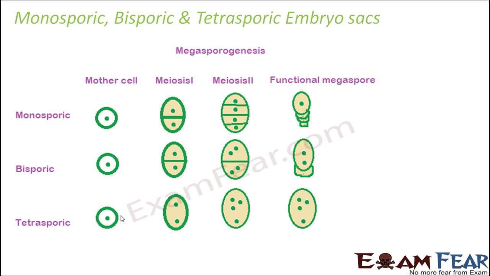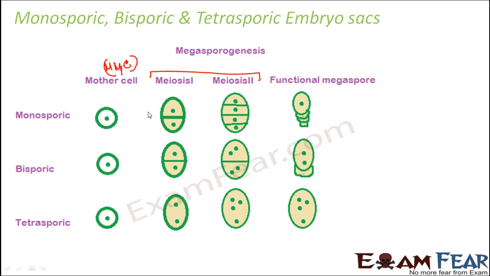So let us do a quick recap of whatever we have learned. Here we have a simple diagram which will help you understand the difference between the 3. Everywhere you start with a megaspore mother cell which is diploid. Everywhere it is the same megaspore mother cell. After that, the megaspore mother cell undergoes meiosis to form the megaspore. Meiosis has 2 phases, meiosis 1 and meiosis 2.